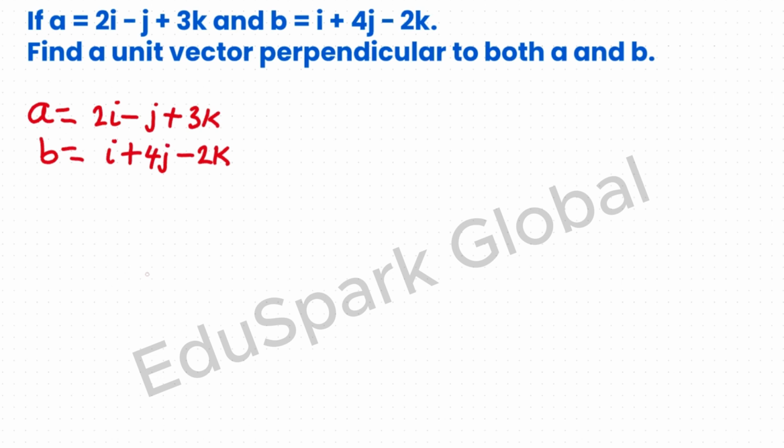If A equals 2i minus j plus 3k and B equals i plus 4j minus 2k, find a unit vector perpendicular to both A and B. When we talk about perpendicular to both A and B, it means the vector must be at 90 degrees to both A and B. To do that, we use the cross product.